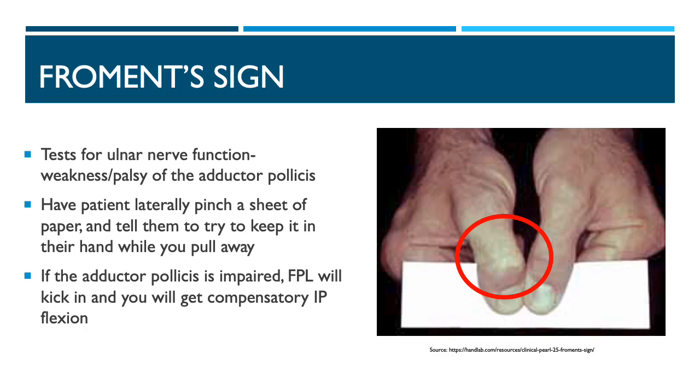If the adductor pollicis is not working because your ulnar nerve isn't working, the FPL muscle, which is innervated by the median nerve, will try to kick in, and you'll get that compensatory flexion of the IP, which is what you're seeing here.